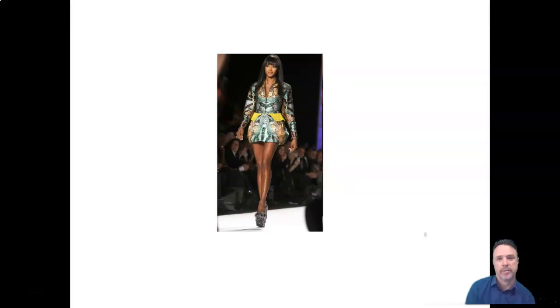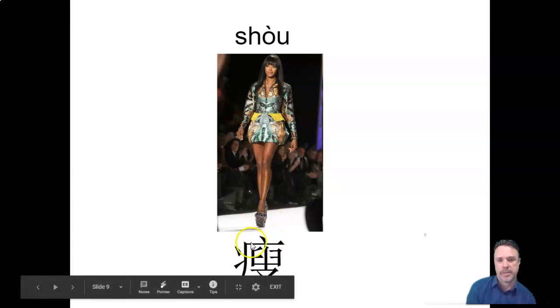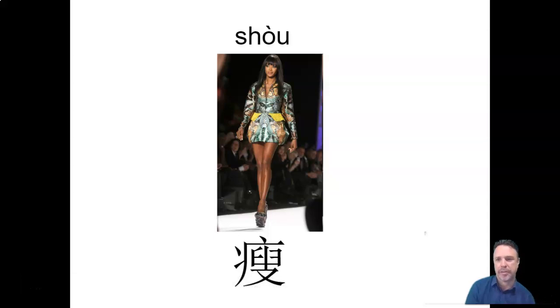Okay, this is a model, so obviously she is quite thin. Some might argue too thin. Shou means thin. Now, interestingly, the radical for this character, let's get my cursor there. So that's this part on the outside. Sorry about my bar that came up. That's actually the radical for sickness. So it gives you an idea about Chinese attitudes towards being thin. If the radical for the character for thin is the radical for sickness, it's not something that they generally think is great. Too thin for the Chinese is not attractive or healthy. Anyway, the word is pronounced shou.